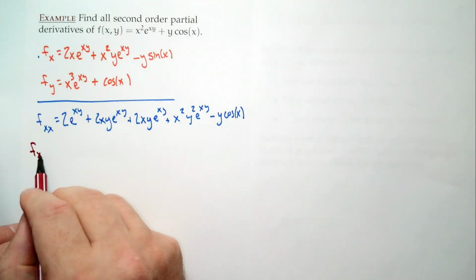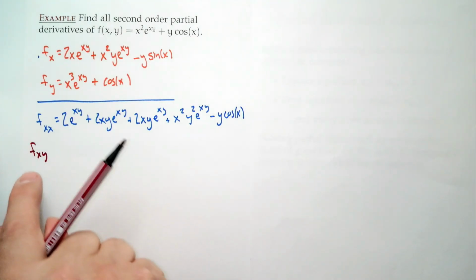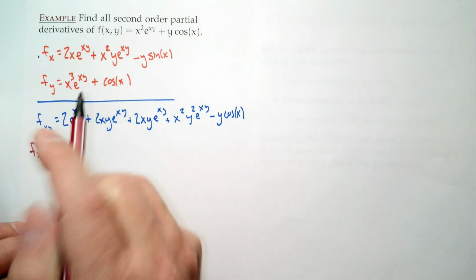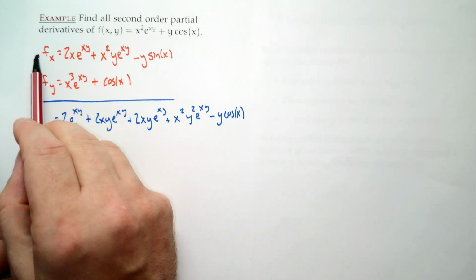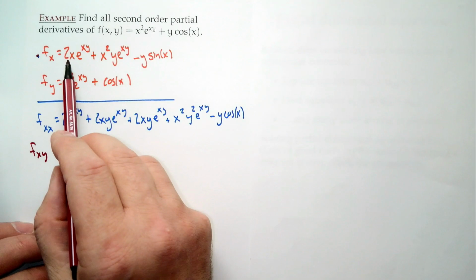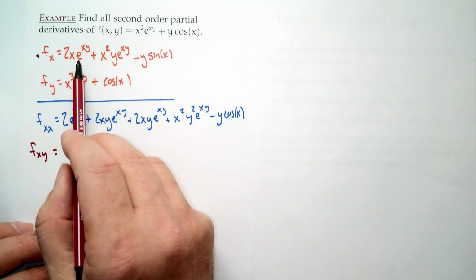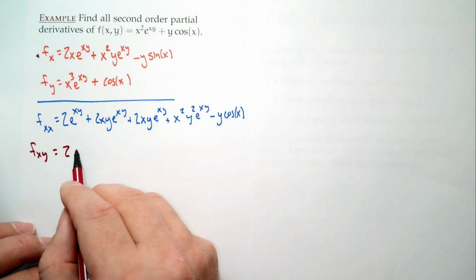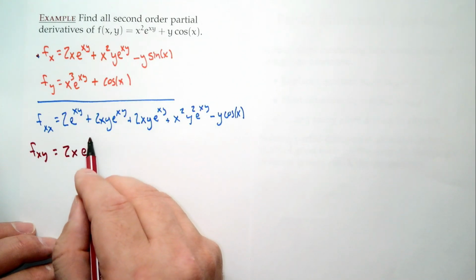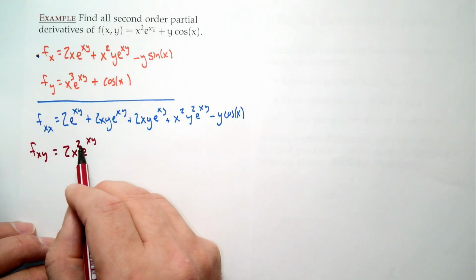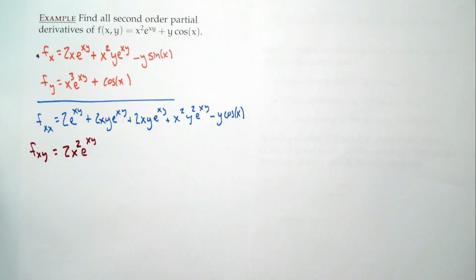F sub x, y. So this says first take the derivative with respect to x, and now we're taking the derivative with respect to y. So we're coming up to the f sub x. That's what we're cluing off of. So here, the derivative of 2x e to the xy, well, there's only a single y, so we're going to get 2x, and the derivative of e to the xy, well, it's e to the xy times the derivative of xy, which is going to give us another x, so we get 2x squared e to the xy.